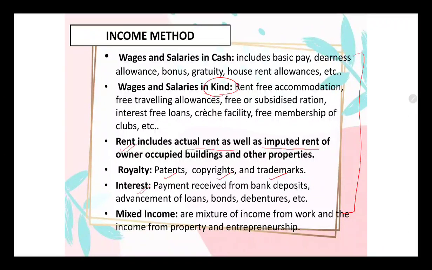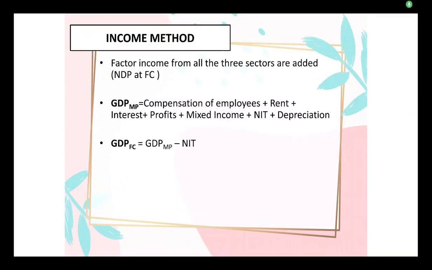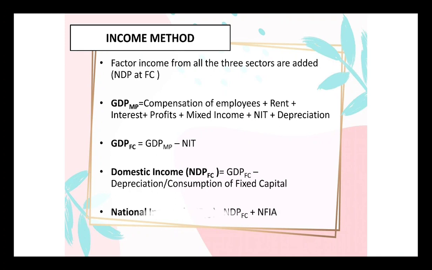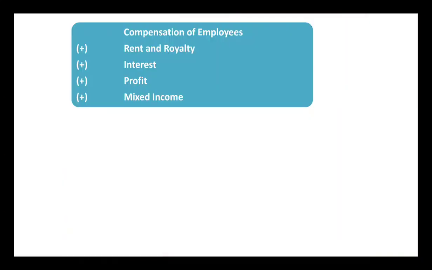So moving ahead now, having an overview of it. In order to calculate, and when we solve the numericals, we have factor income from all the three sectors, which give us nothing but, like we added, COE, operating surplus, and mixed income. We get NDP at FC, which is our domestic income. And then if we need to go to GDP at MP, we will add the NIT and the depreciation to it. So you can simultaneously approach all these values by the conversions that we have. That's all that we have to do in this, right?